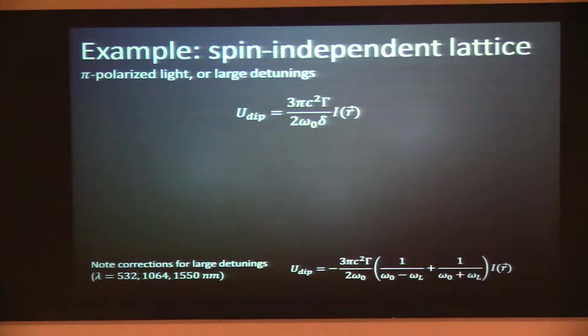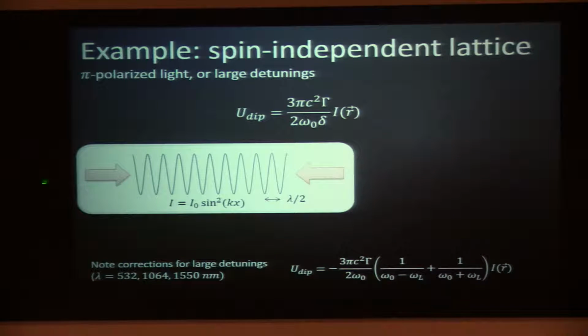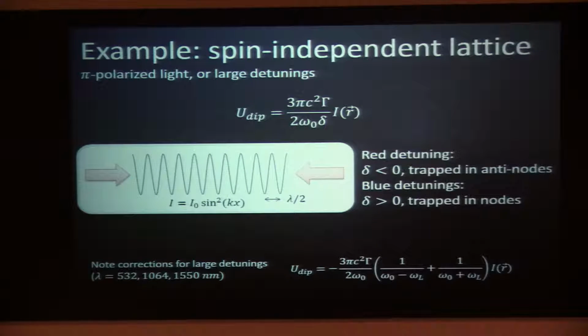One other example, before I move on to another topic, is again pi polarization or linear polarization in the AMO sense, and large detunings. We can also make a thing called an optical lattice. For example, we can counterpropagate two laser beams. If they have the same polarization, they'll interfere. They'll make a standing wave. The intensity is oscillatory in space, which means the dipole potential is oscillatory in space. And that's exactly what an optical lattice is.